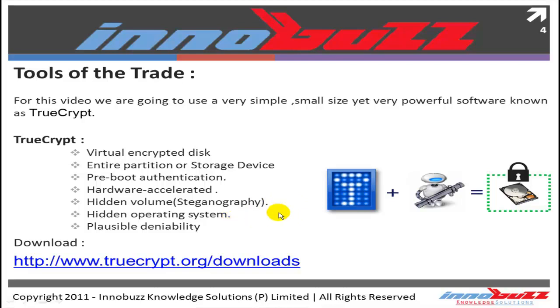Sixth, hidden operating system. A hidden operating system is a system, for example Windows 7 or Windows XP, that is installed in a hidden TrueCrypt volume. It should be impossible to prove that a hidden TrueCrypt volume exists, and therefore it should be impossible to prove that a hidden operating system exists.